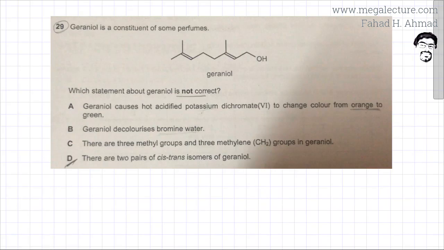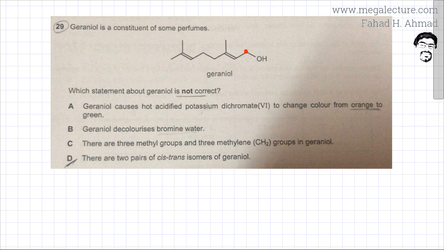The following question reads that geraniol is a constituent of some perfume. So there's a structure of geraniol given. You can clearly see it's a primary alcohol because this carbon atom over here is only bonded to one carbon chain. So it's a primary alcohol. There's a double bond present, alkenes, unsaturated hydrocarbon. It's an unsaturated hydrocarbon. Now, which statement about geraniol is not correct?